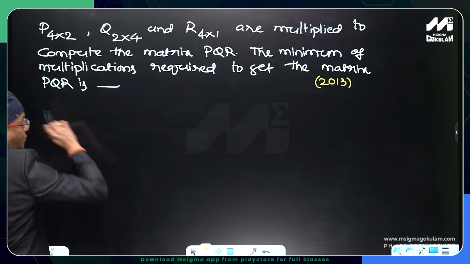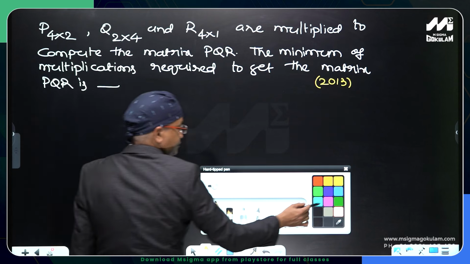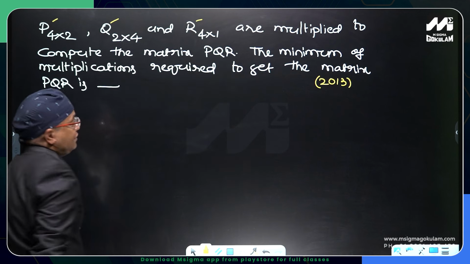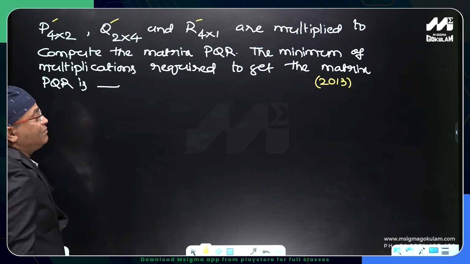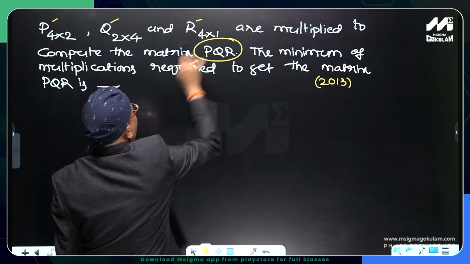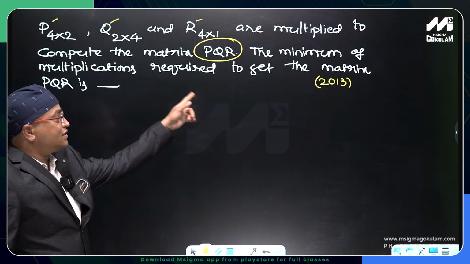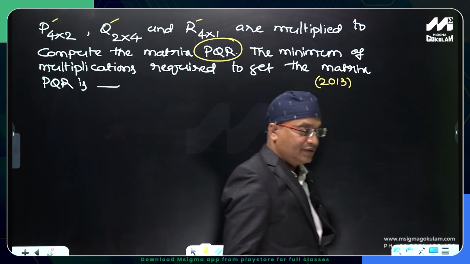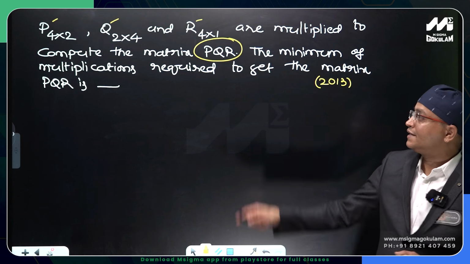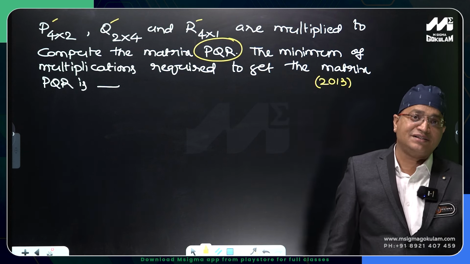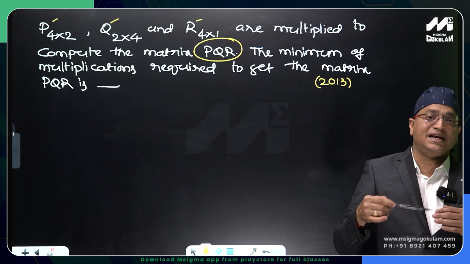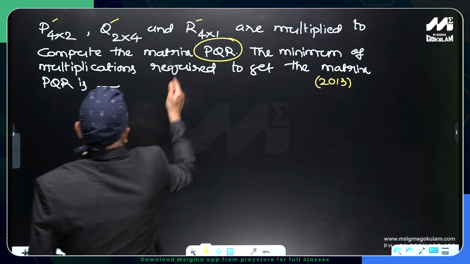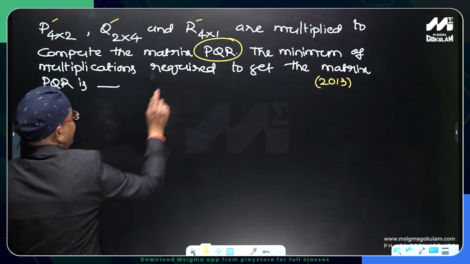Capital P 4 by 2, capital Q 2 by 4, capital R 4 by 1 are multiplied to compute the matrix PQR. That means the product matrix. The minimum number of multiplications required to get the matrix PQR. This is a wonderful problem. We know how to multiply two matrices. Here three matrices are given. Four matrices, how to multiply? So these are all excellent developments in the chapter. So these three matrices you are going to multiply to get the matrix PQR.